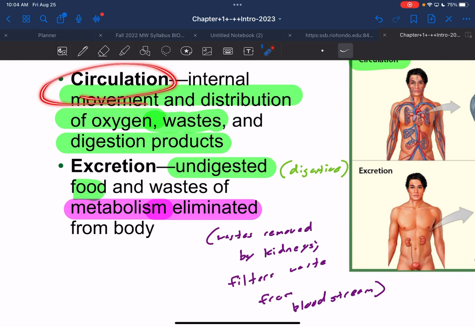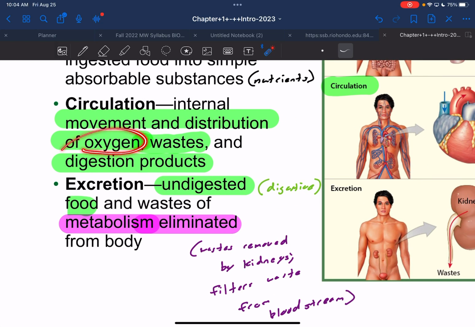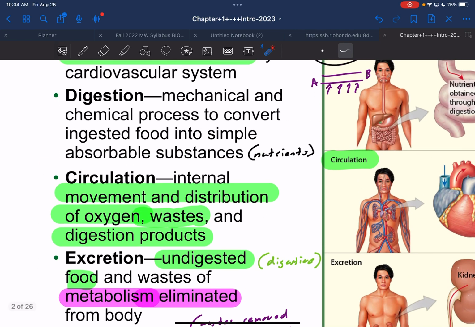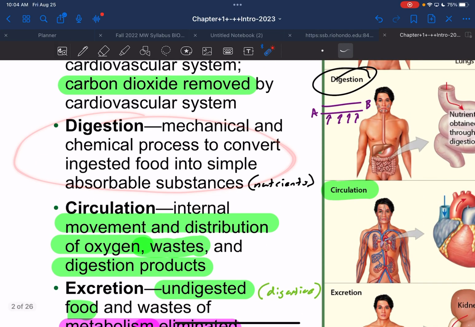Circulation, pretty easy. Movement and distribution of gases and wastes. The waste will move to the kidneys so that it can be removed. And it's also circulating all the digested materials throughout the body.